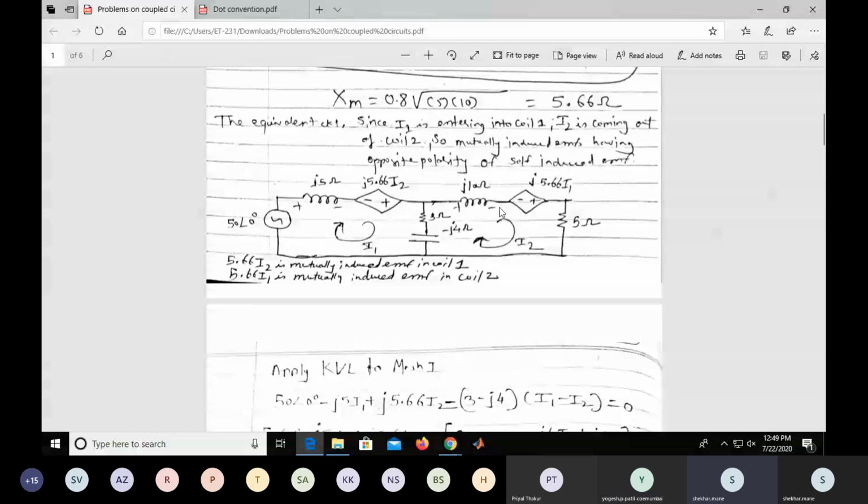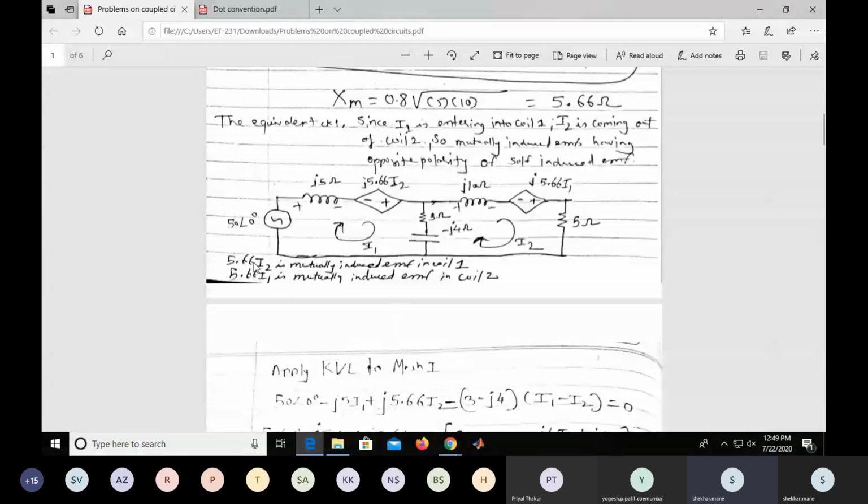Because this is a very important step. If this step is wrong, then there is no need to see the problem after that, because your answer will be wrong if you are not able to draw this equivalent circuit diagram properly.